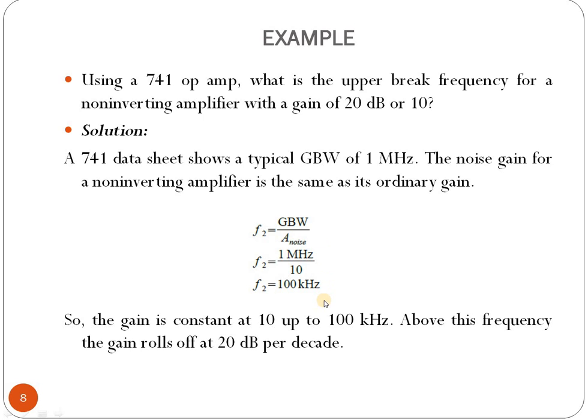If we want to draw the curve, it will start from, in general, 10 Hz and go up to 100 kHz with constant gain. After 100 kHz, which is called the break frequency, it starts to roll off at 20 dB per decade. That means the slope will start from here after 100 kHz. That's why 100 kHz is called the break frequency.